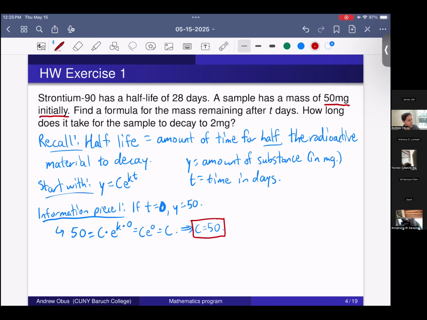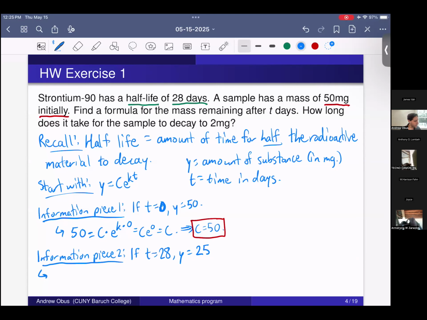So the second piece of information that we have here is that the half-life is 28 days. So that means if we start with 50 milligrams, it's going to take 28 days for half of that to be gone. Right? So information piece two says what? Well, it says if t equals 28, right, 28 days later, then y equals half of what we started with. So that's y equals 25.